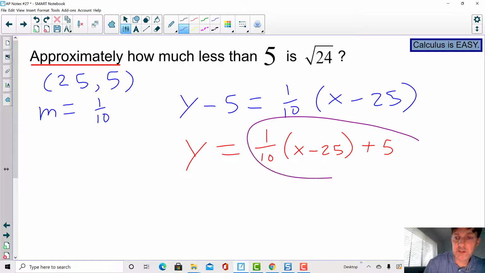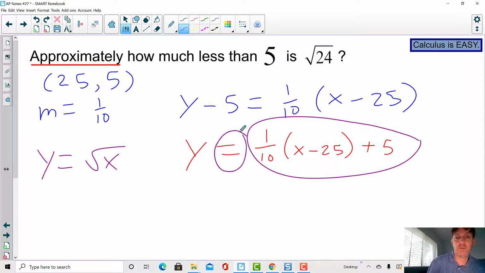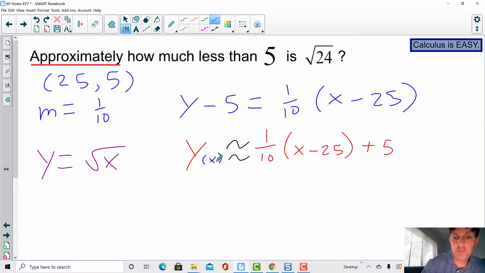Okay, so we have our tangent line here, and that tangent line is going to approximate our function. Our function was the square root of x. So since it's an approximation, we're going to want to put it approximately equal to right here. And this line approximates the curve as long as x is near 25.